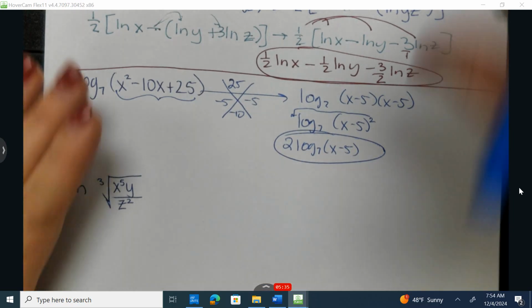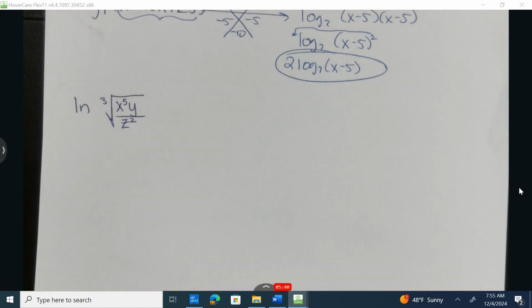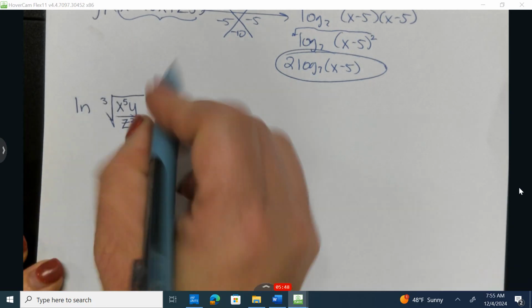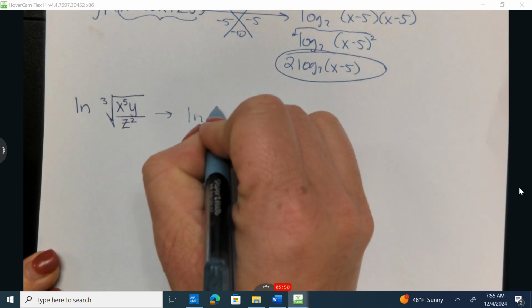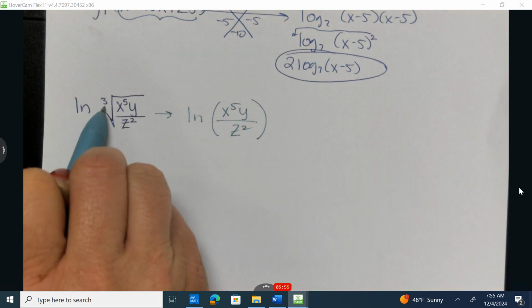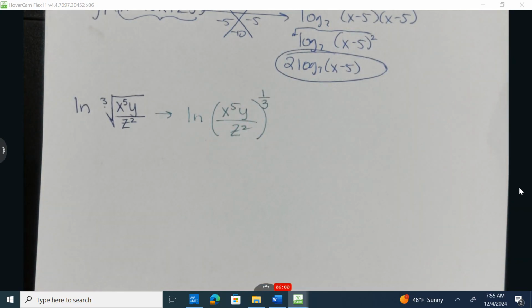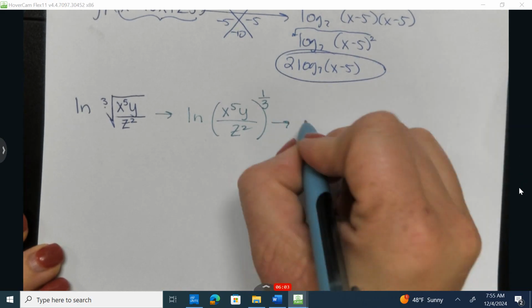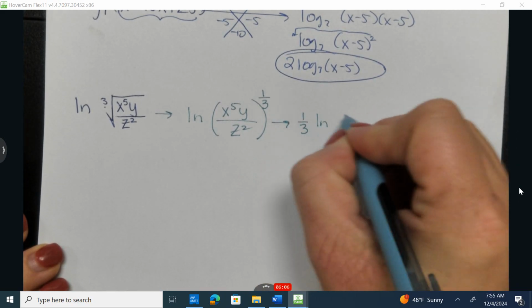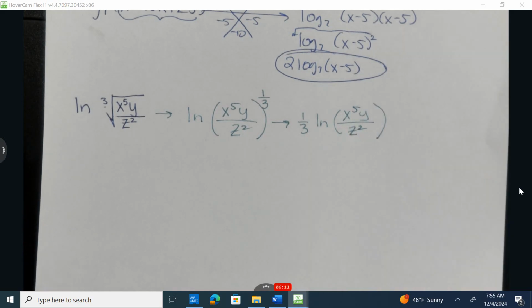I'd like you to press pause on this video as you're watching this. I want you to try this 4th example and then come back to see if your answer matches mine. Good luck. Similar to the second example here, I'm going to rewrite this. Natural log of x to the 5th y divided by z squared. And this is the nth root of 3. So when I rewrite it in exponential form, it's raised to the 1/3 power. So the first thing I'm going to do is drop that 1/3 in front. So 1/3 times the ln of x to the 5th y over z squared.